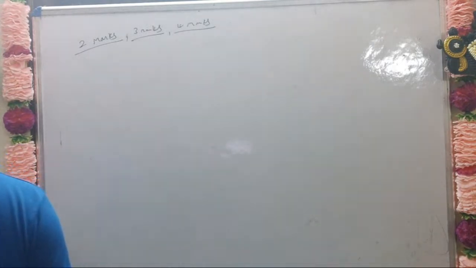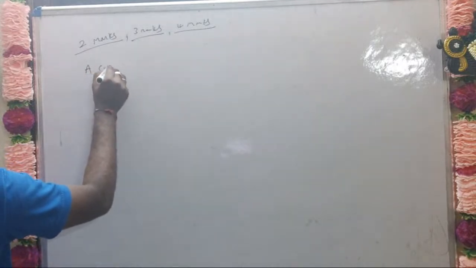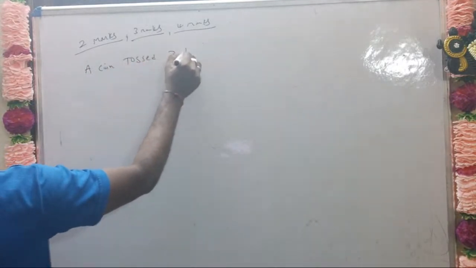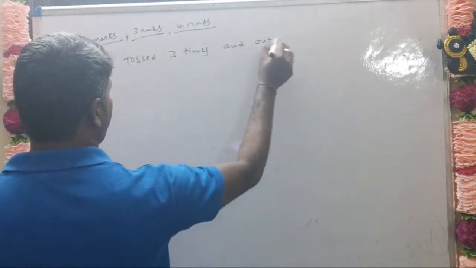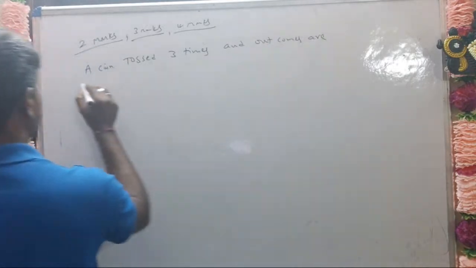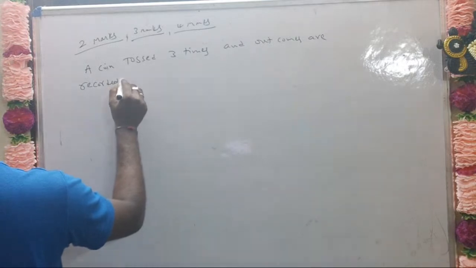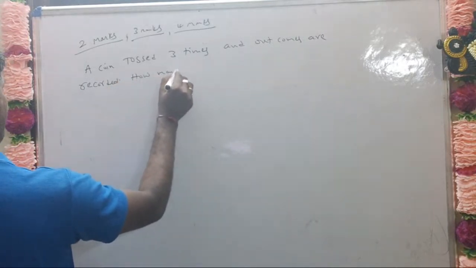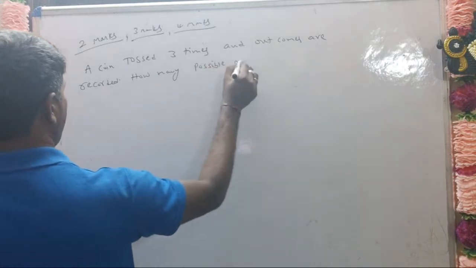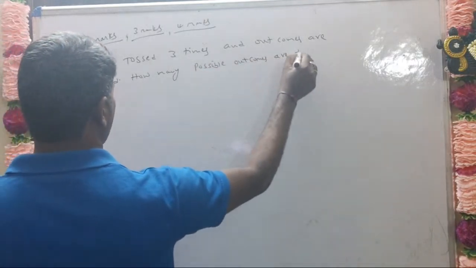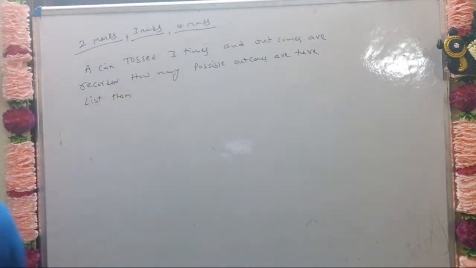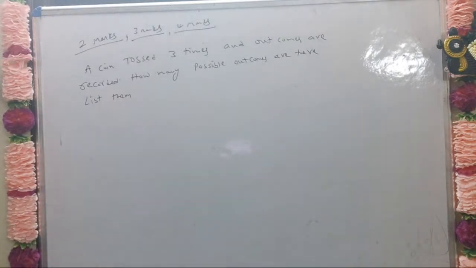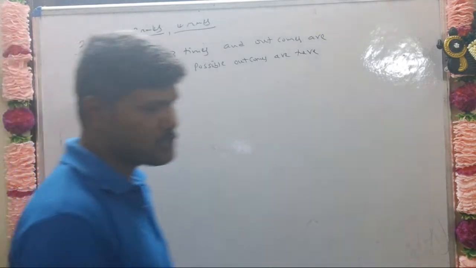A coin is tossed thrice. A coin is tossed 3 times and the outcomes are recorded. How many possible outcomes are there? List them.